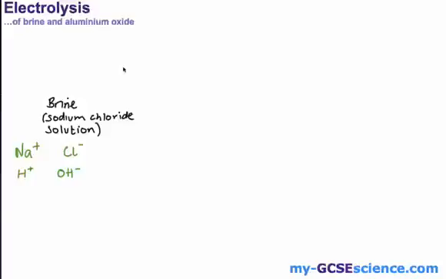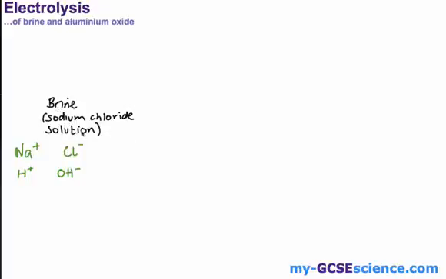Hello and welcome. In this video we are going to look at a couple of applications of electrolysis, and the two examples we're going to look at are the electrolysis of brine and the electrolysis of aluminium oxide to produce aluminium metal.